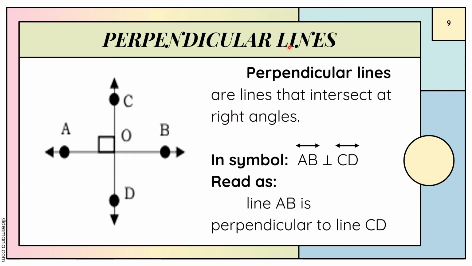In the same manner, angle AOD is equal to 90 degrees. And angle BOD is also equal to 90 degrees. Thus, perpendicular lines form 4 right angles. Always take note of that. If we have perpendicular lines, they are forming 4 right angles.